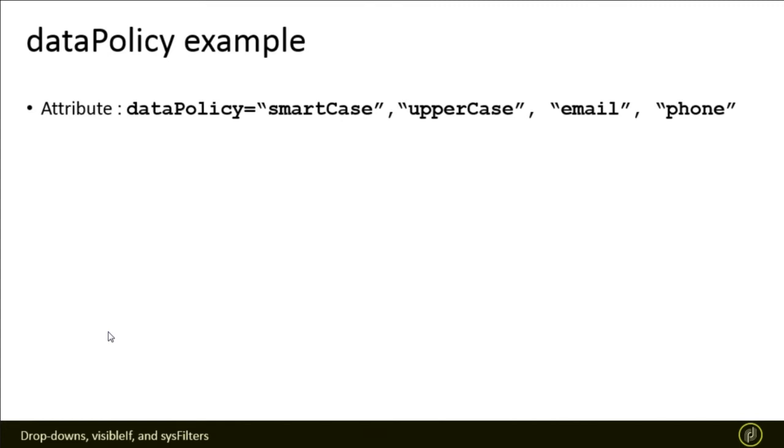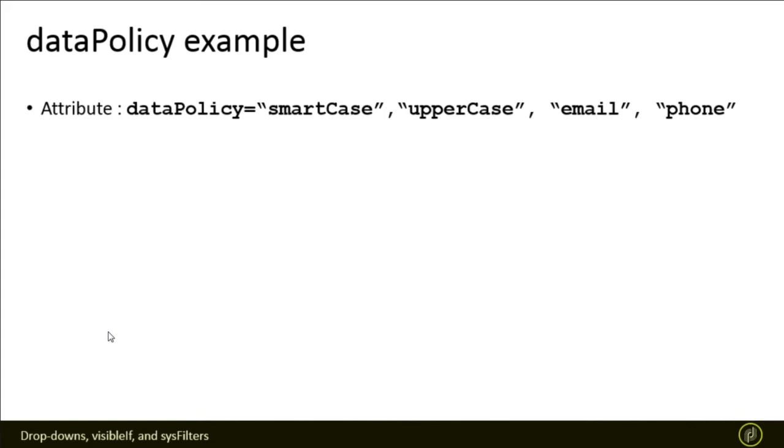Data policy examples have been covered in other sessions, but they allow us to control how an attribute is allowed to be saved into the database. So for example, if I'm saving a string that is someone's first name, I can apply the data policy of smart case. It means the first letter will be capitalized and all subsequent letters will be lowercase. I could use that also for the middle name and the last name.